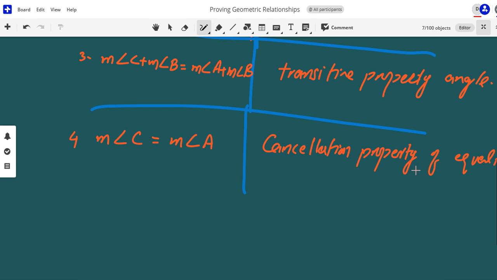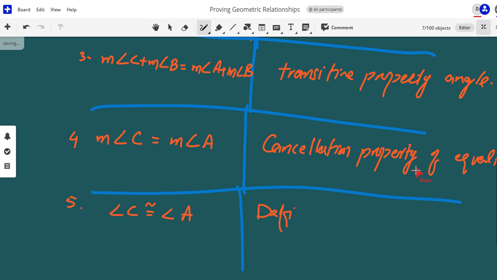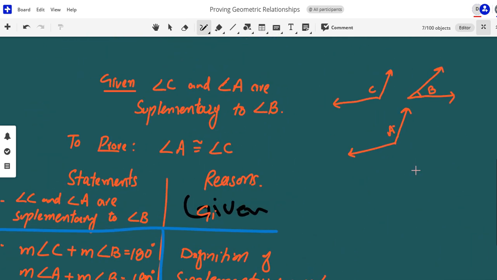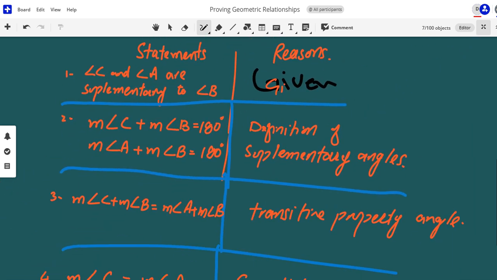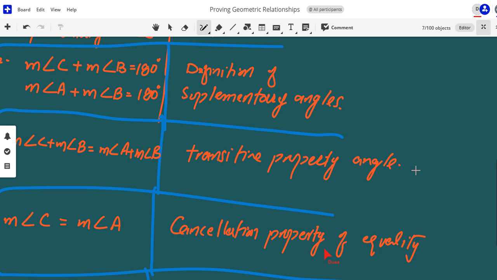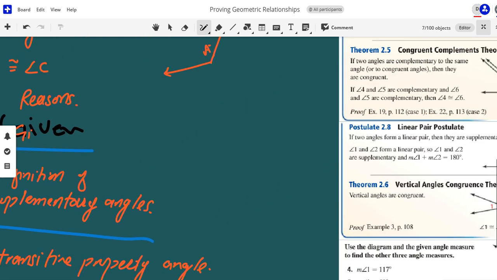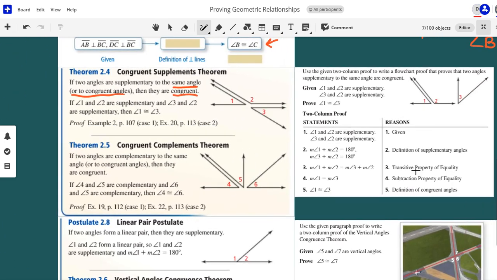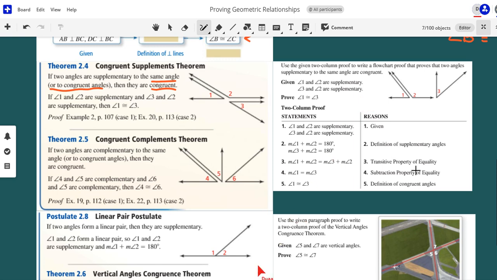So if they are both equal, that means they are congruent to each other. So this would be by the definition of congruency. Is it clear? So that's how we can prove this. Very easy result, but with too much logic. Is it clear now? Okay.